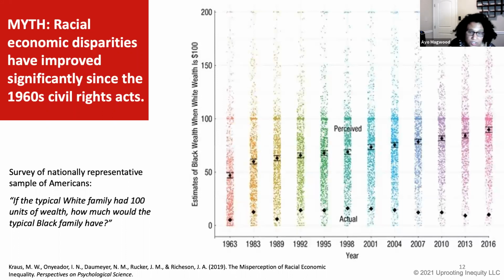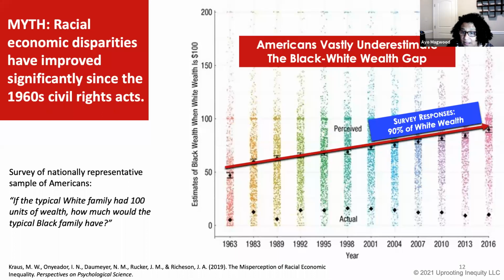Here is a survey that they did in 2016. They asked, if the typical white family had 100 units of wealth, how much would the typical Black family have? They also asked the respondents to guess what the answer would have been every 10 years going back to 1963, the year before the Civil Rights Act was passed. The top line is survey responses. They believed in 2016 that the typical Black family would have 90% of white wealth.